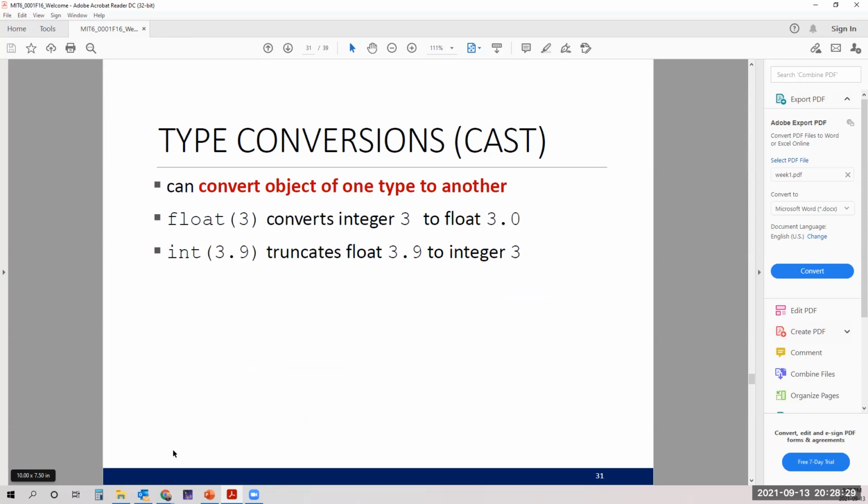Rounding is a different instruction to the program. If I write int and any number, it will take the integer part of the number and truncate the decimal point and whatever comes after it. Clear, guys? So int(3.99999) is 3. Clear? Questions?